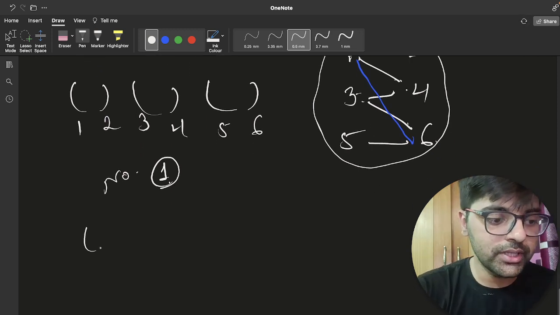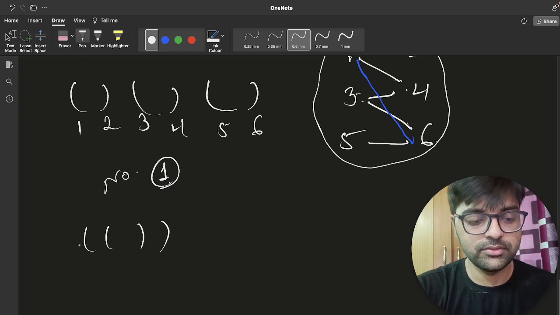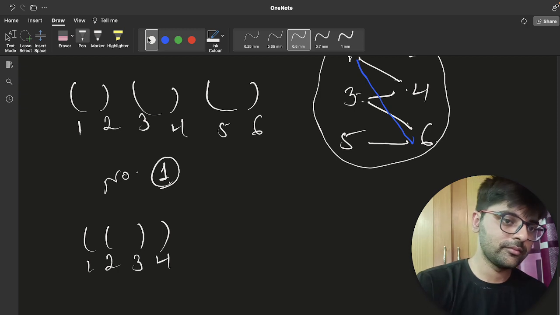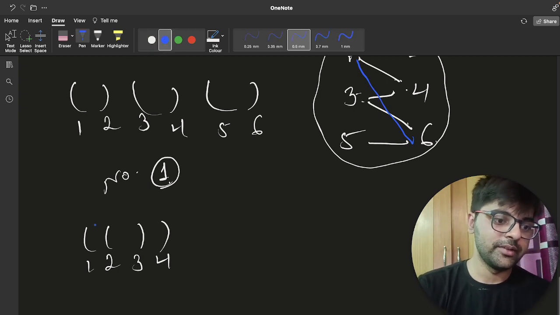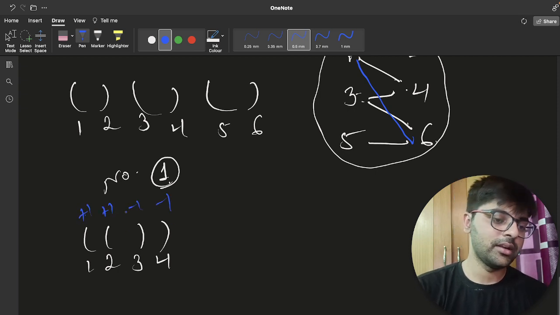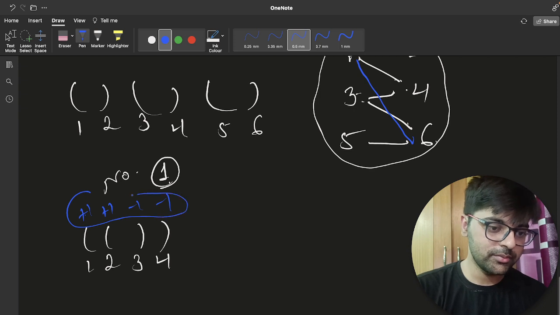Now let's move to another example. This one, this one, this one. So this is 1 2 3 4, and I am defining some level. Let's say I am replacing it as +1 +1 -1 -1, right?